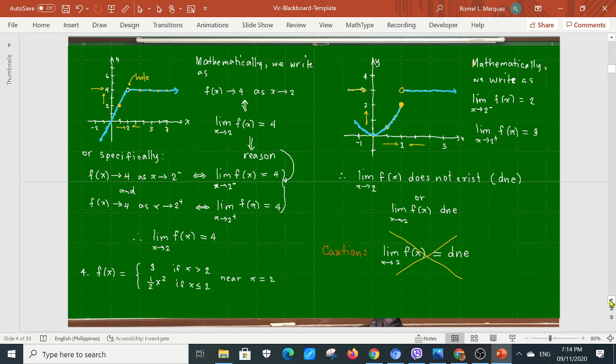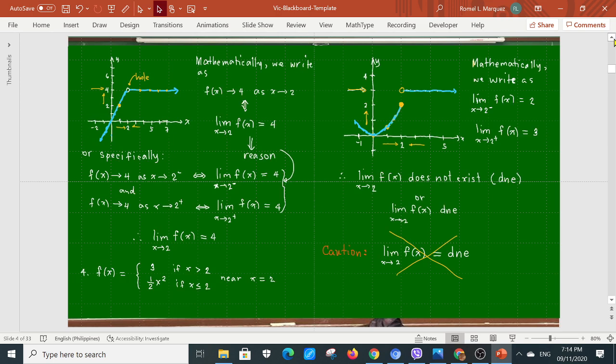So let's have the last graphical example. So this is the last, I think. So that we can proceed later to numerical. How do we do it numerically? How to investigate the behavior of the function near a certain number numerically. In that case, notice again that the limit does not exist, no?